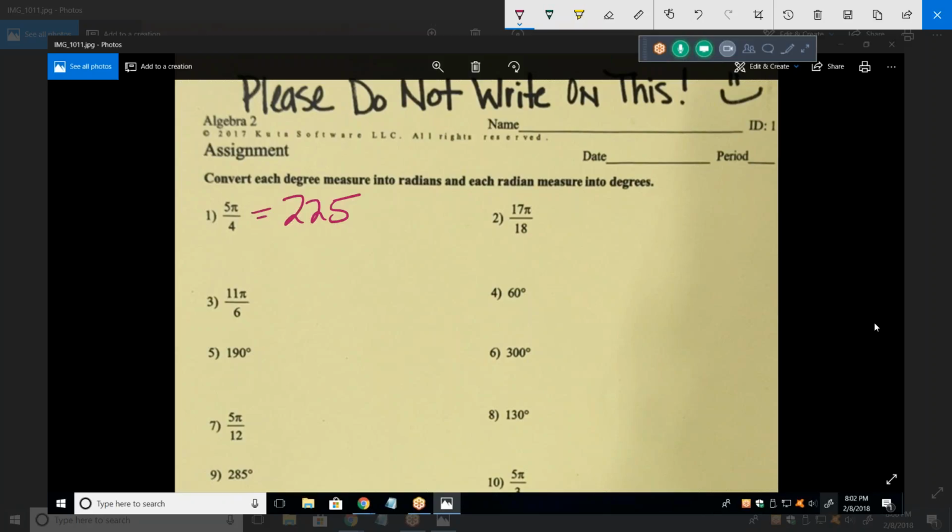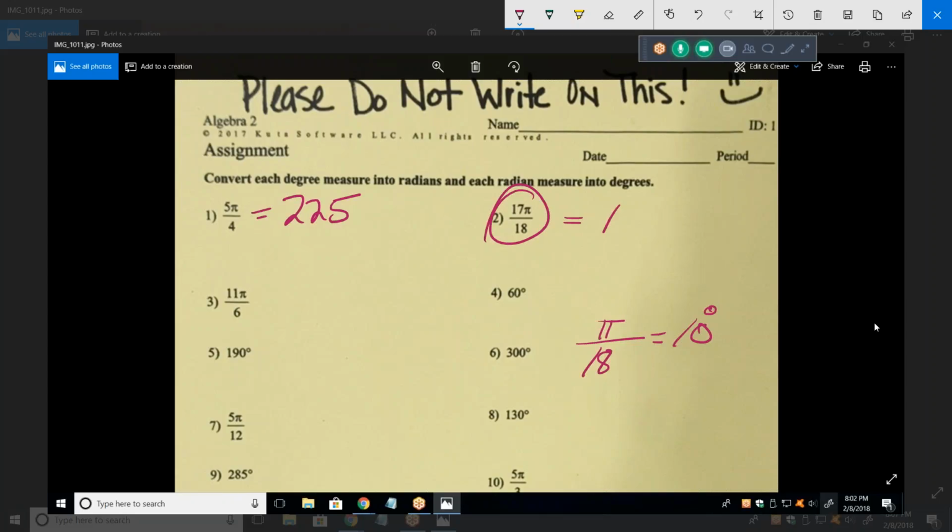Now, this is a little different because 18 is in the denominator. Okay, so you can apply the regular conversion, or what's that got to be? Remember, it's got to multiply to 180. So it's got to be 10. And then 10 times 17, so then it's 170.